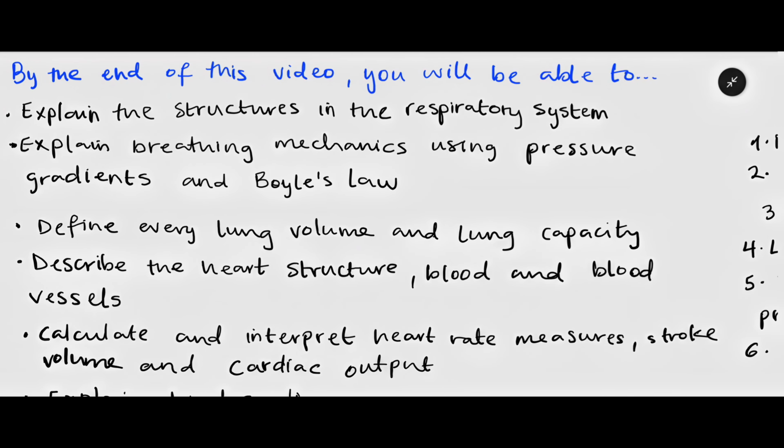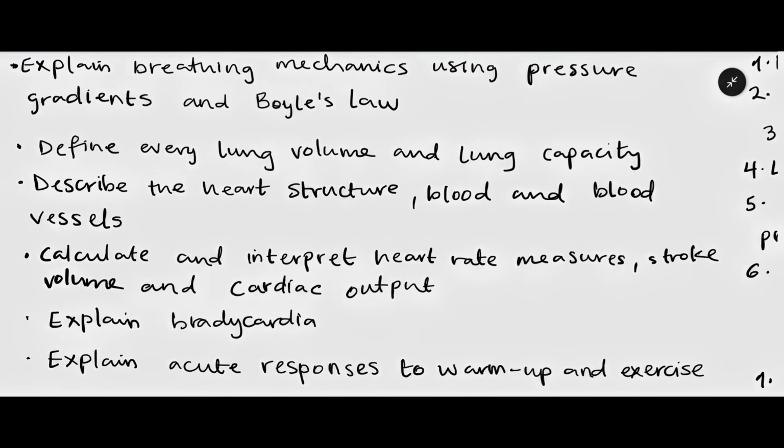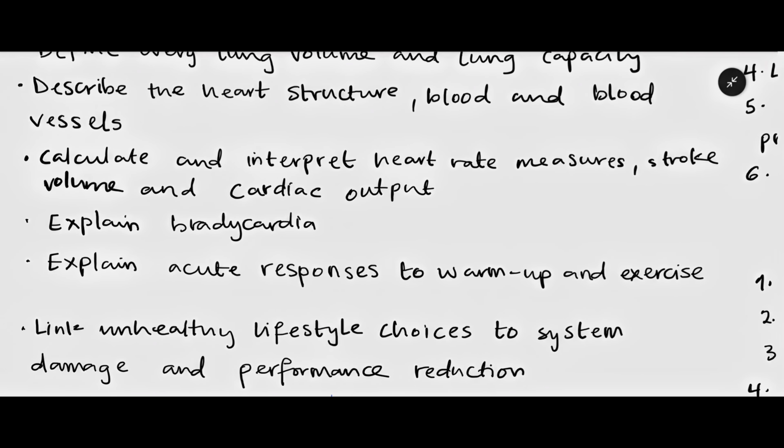So by the end of this video, you want to understand how to explain the structures in the respiratory system and what each of them do, explain breathing mechanics using pressure gradients and Boyle's law, explain gaseous exchange using partial pressure and diffusion, define every lung volume and lung capacity, describe the heart structure, blood and blood vessels, explain the cardiac cycle, circulation, venous return and vascular shunting, calculate and interpret heart rate measures, stroke volume, cardiac output, explain what we mean by bradycardia in trained athletes, explain the different acute responses to warm up and exercise, and be able to link unhealthy lifestyle choices to the damage they cause and how they can reduce performance.